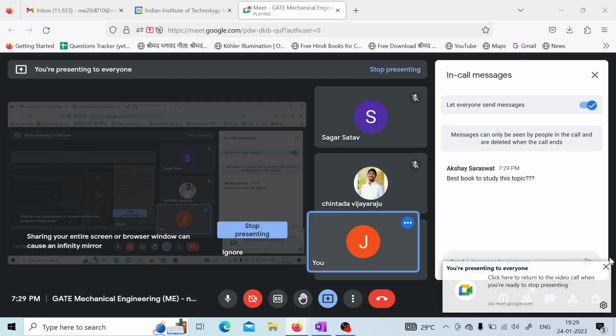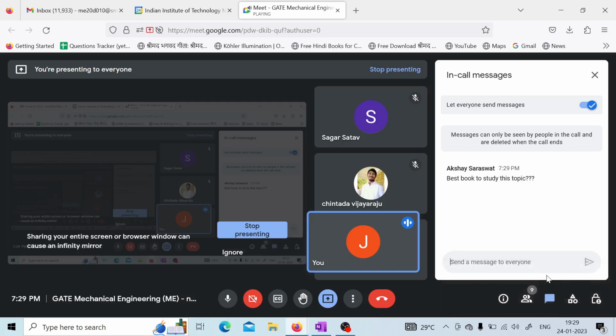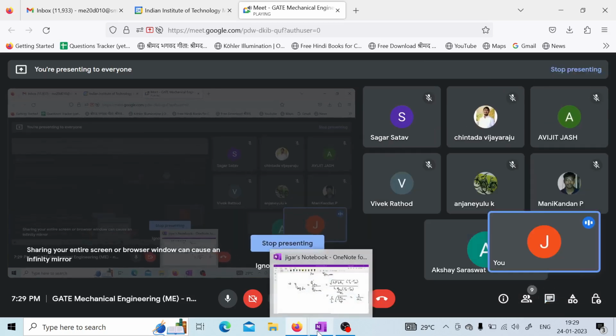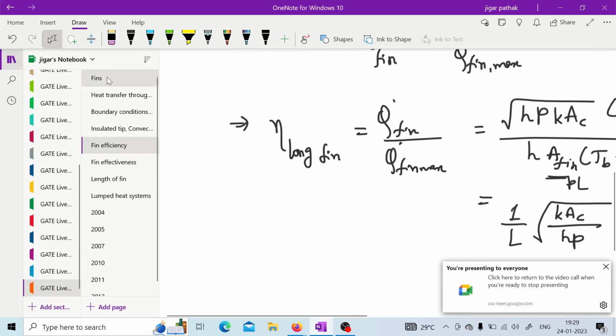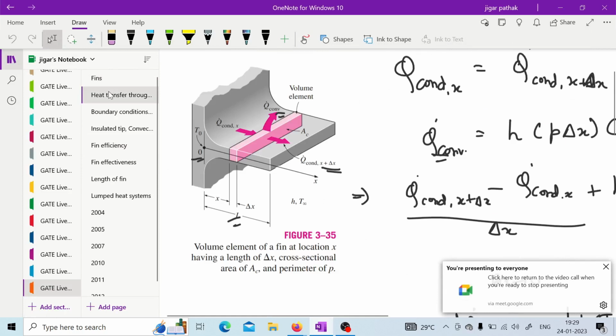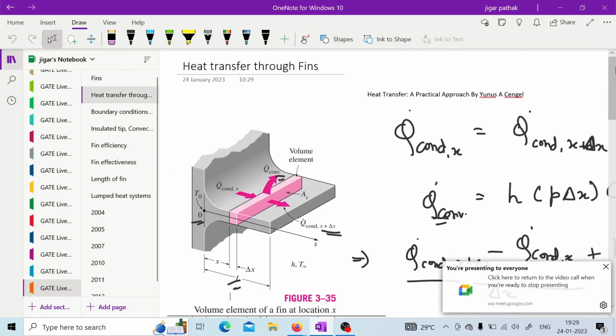Actually, the best book to study this topic is Heat Transfer: A Practical Approach by Yunus Cengel, from which I am discussing it, so you can also check that. I have written it on the first page also.